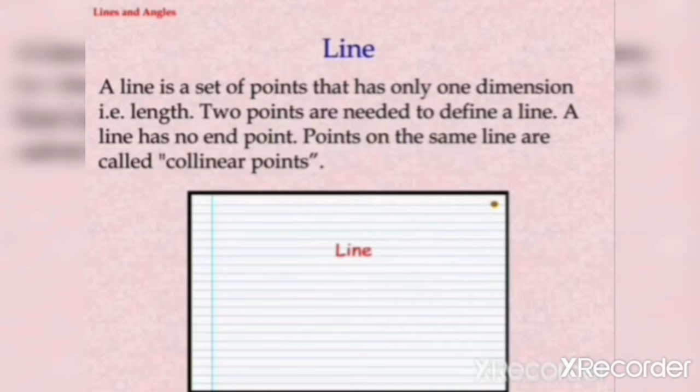A line is a set of points that has only one dimension. 2 points are needed to define a line. As you all know, line cannot be measured. It can be extended in both the directions. A line has no endpoints, and points on the same line are called collinear points. Here, A and B are collinear points.